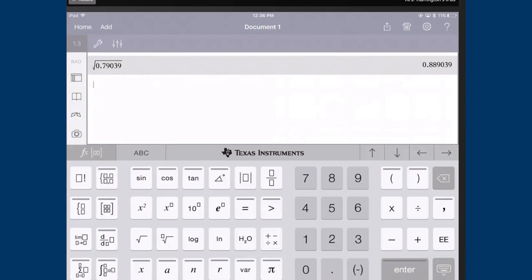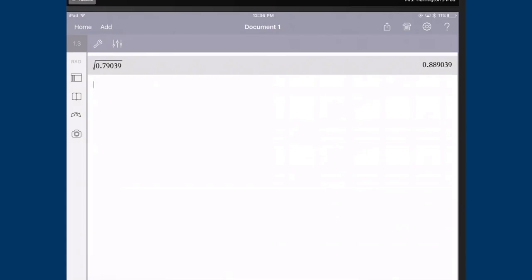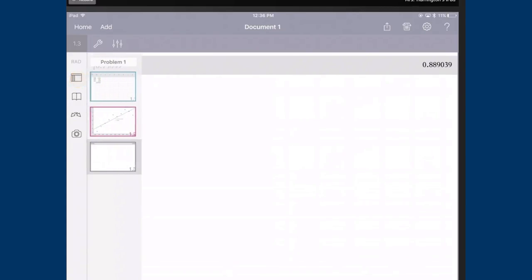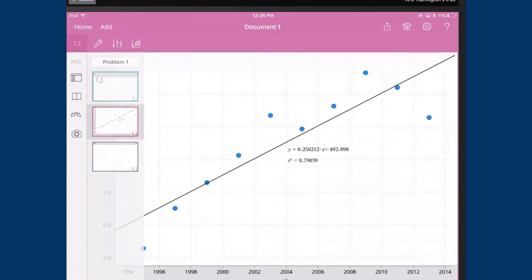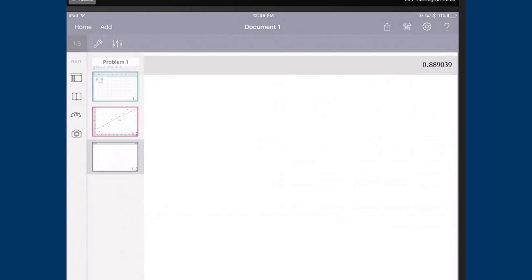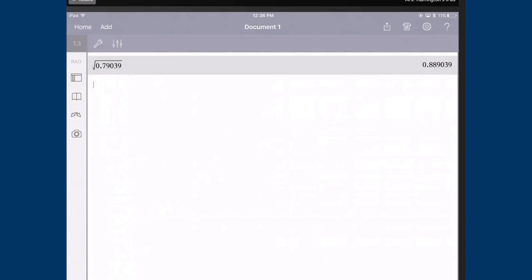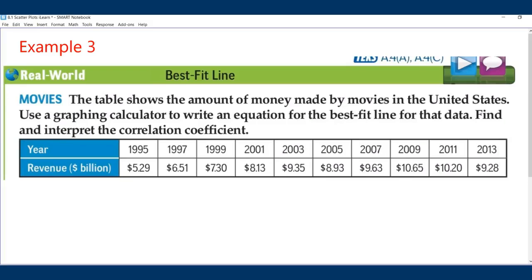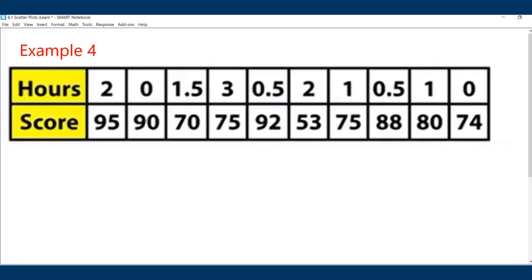Okay, let's move on. I'm going to go back to the graph, and I did say that the correlation coefficient was 89 hundredths. Make sure that it's positive because that is a positive trend line. Let's go ahead and talk about example 3. So remember, example 3 had a positive correlation coefficient.